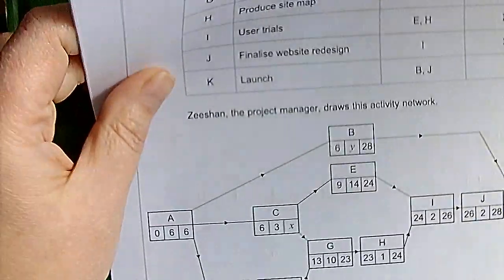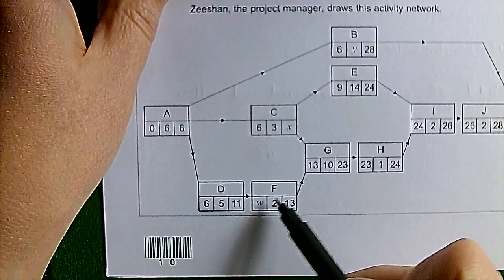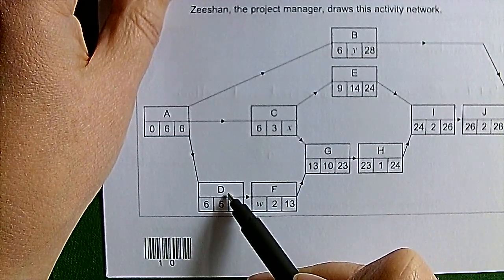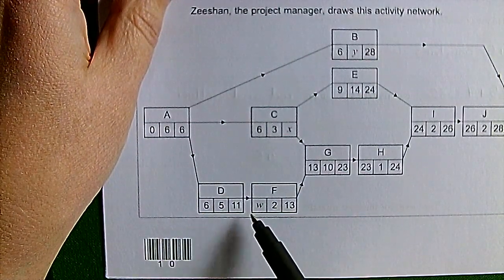Okay, W is the start time of activity F, and activity F depends on activity D. To get that, we're going to do 6 plus 5, which is 11.